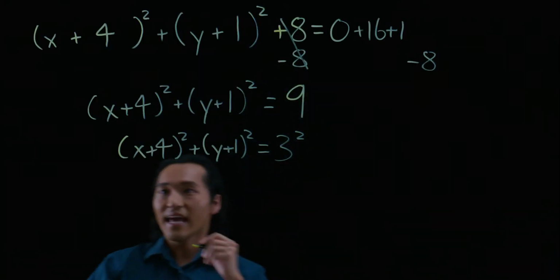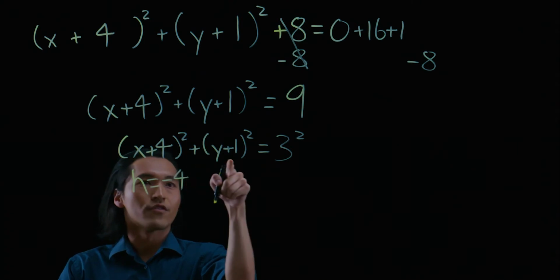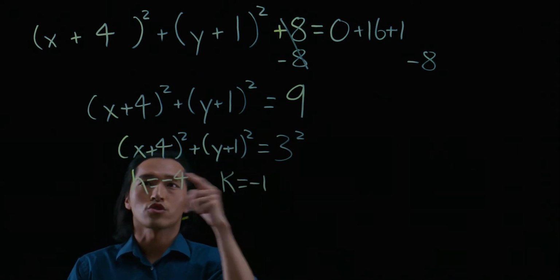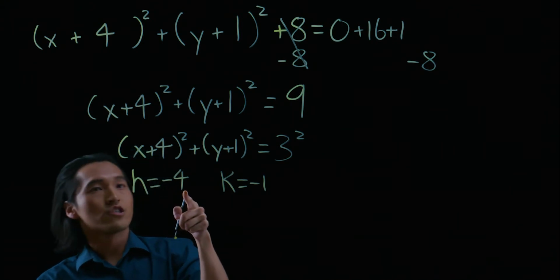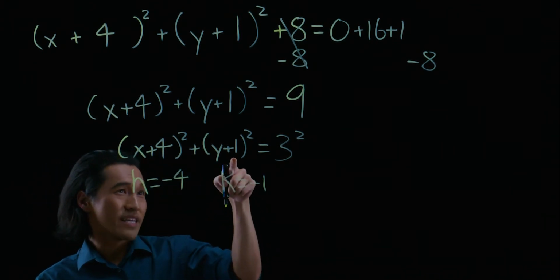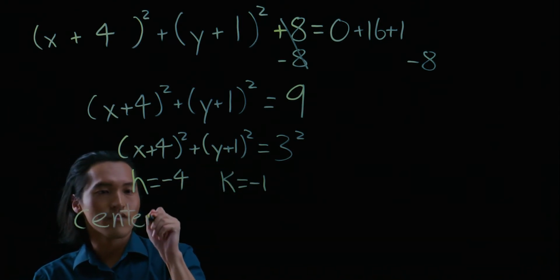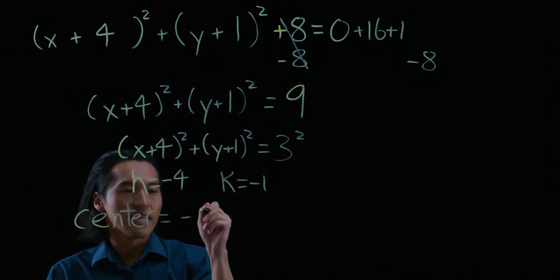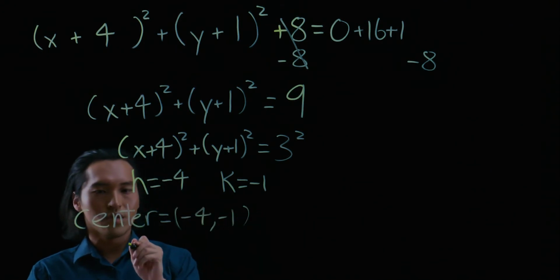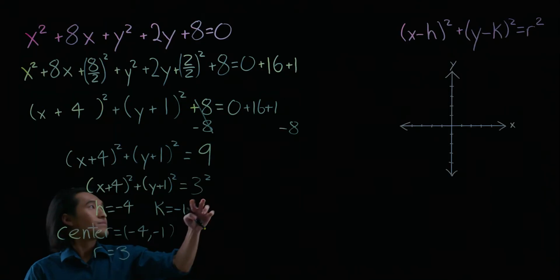So in other words, h and k are actually the negative versions of the numbers that are here, right? Because we're subtracting a negative 4, which is what gets us to positive 4. We're subtracting a negative 1, which is what gets us to positive 1. So that means the center of this circle is (-4, -1). And meanwhile, the radius is 3, right?